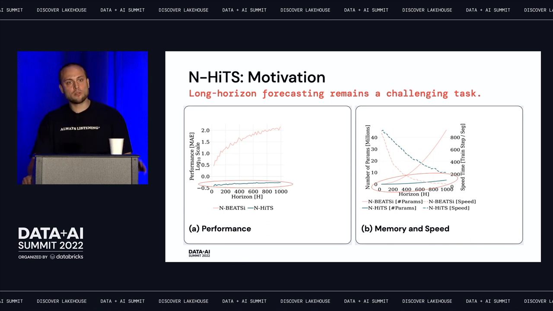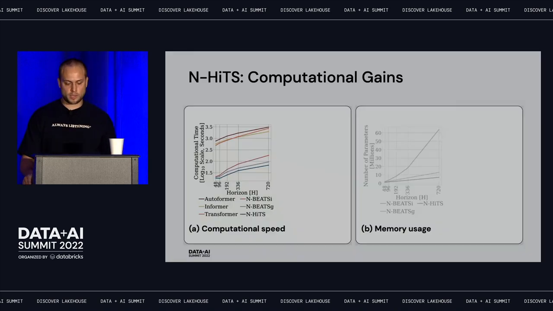So if we come back to the graph that we were seeing at the beginning, here the N-HiTS is the blue line at the bottom. As you can see, the line is quite stable. It doesn't grow as fast as the other one. And in terms of memory and speed, same. We don't have an explosion of parameters in the model, which translates to faster computational speed.